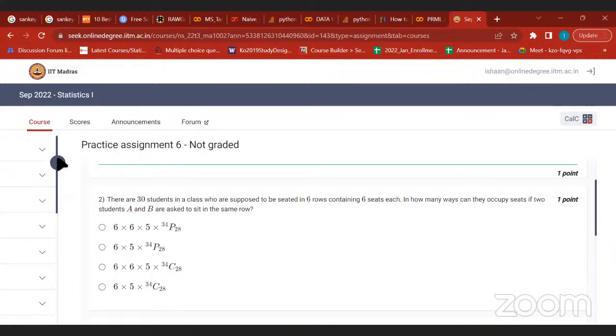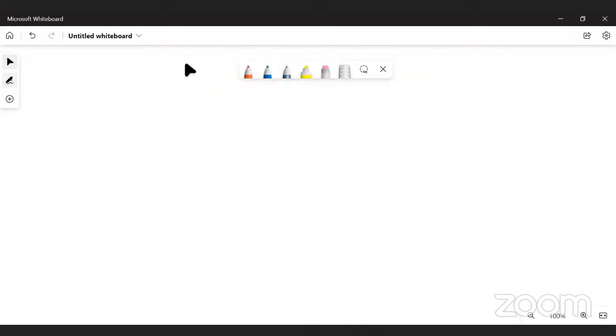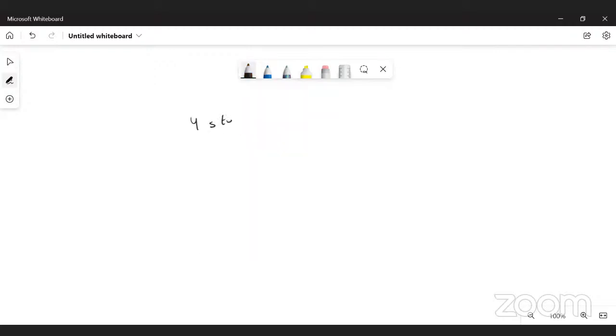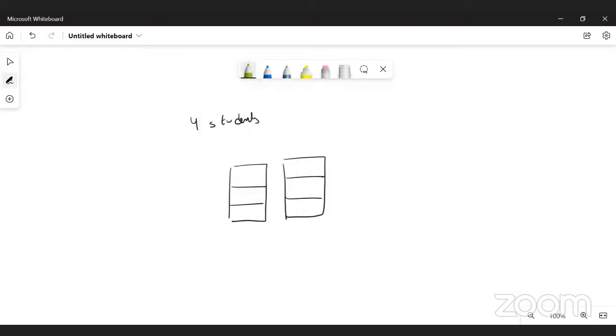Okay, just answer this part. I will write it down. Let's forget about 30 students. Suppose we have only 4 students, and in the first row I have 3 seats. Second also, let's say I have 3. Let's say A occupies this seat and B occupies this seat. I'm fixing A and B over here.